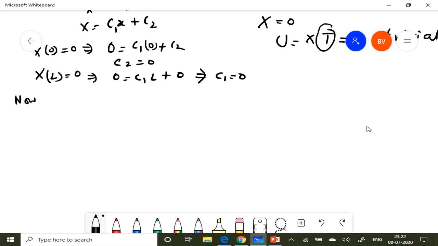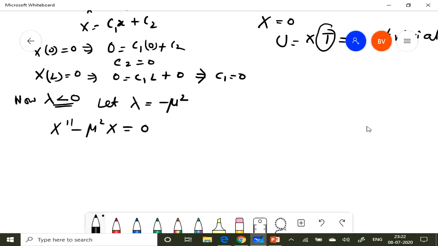Now case 2, lambda is negative. So let us assume lambda is equal to negative mu square. And the procedure is already known to you. I think we have seen it many times right from Sturm-Liouville level problems. We are equipped with this one. So we will write the given differential equation as x double dash minus mu square x is equal to 0.